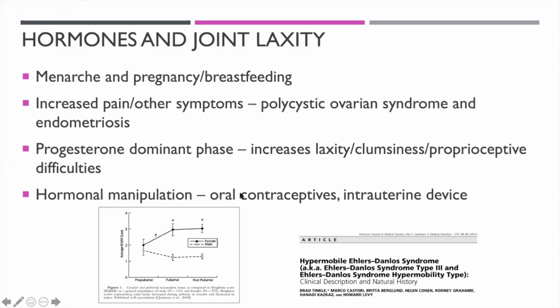Hormones can also play a very important role. So in this figure at the bottom, we can see that at the time of puberty, the dashed line is males and the solid line is females. At the time of puberty, which is right here, joint laxity goes up in females and it goes down in males. And we know that pregnancy, breastfeeding, menarche, menstrual cycles can greatly influence not only joint laxity, but also clumsiness and proprioceptive difficulties. And sometimes patients can benefit from having hormonal manipulation.